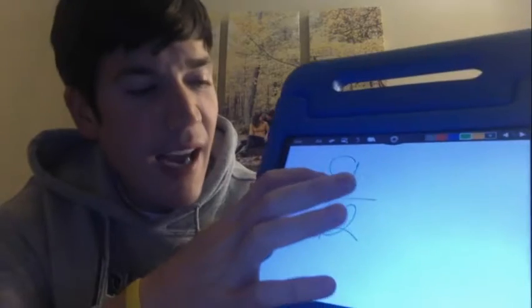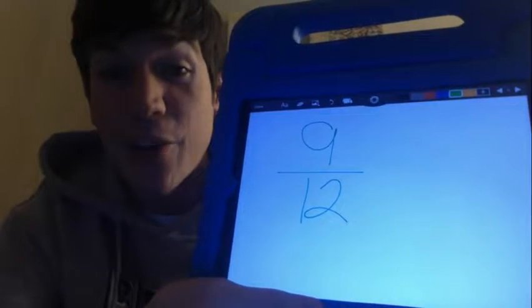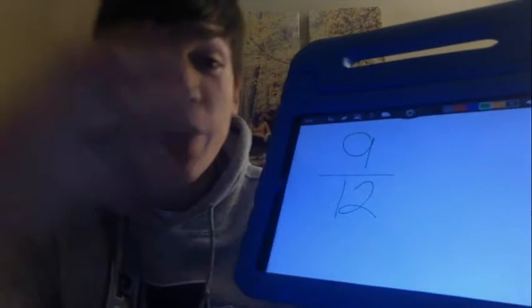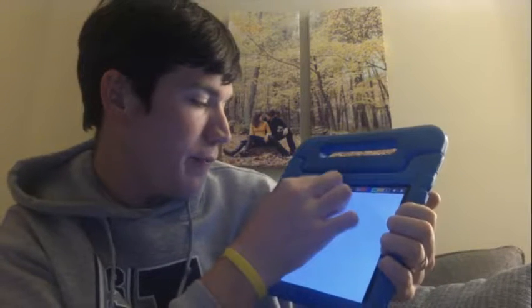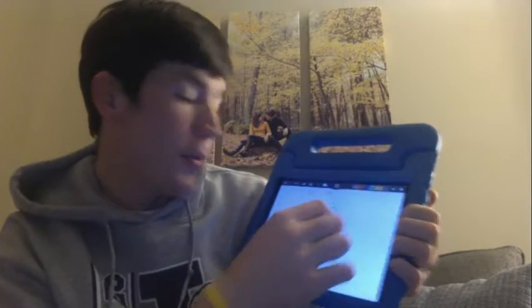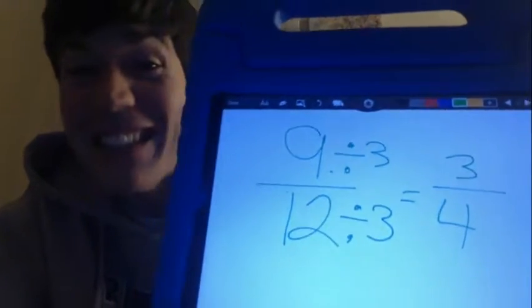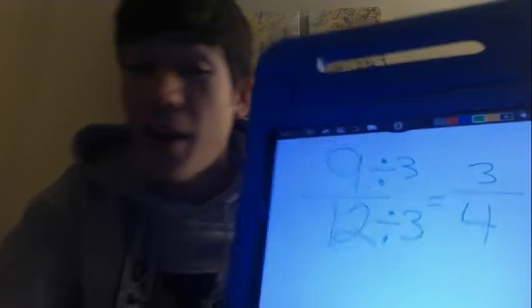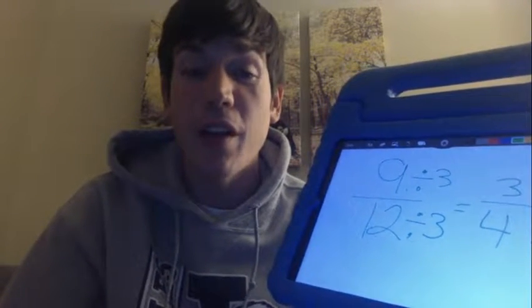In this case, I would ask myself, what number could divide both 9 and 12? And if we really think about it, 3 is a factor of both of those. So I'm going to divide both of them by 3. And you'll notice really fast that 9 divided by 3 is 3, and 12 divided by 3 is 4. So 9/12 is the exact same thing as 3/4. Simplifying can be a really good strategy to help when you're ordering fractions and decimals.